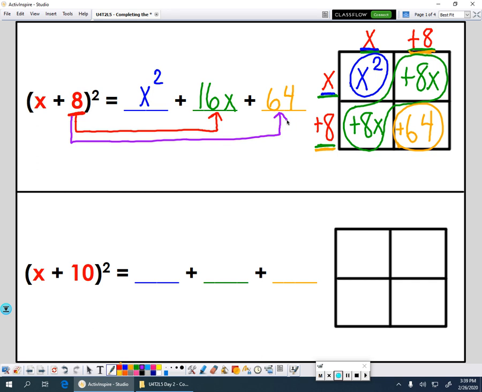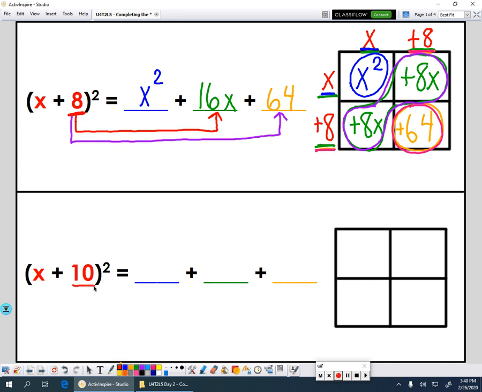That should make sense to you because if you look over here, our 16 is represented by these two boxes that we have, 8 and 8. 8 plus 8 would give me 16, which is that middle term. Now my 64 is coming from this box because what we did to get the 64 is we multiplied 8 times 8. Okay, so that pattern is going to be consistent throughout all of these problems, and it's going to help us a little bit later on.